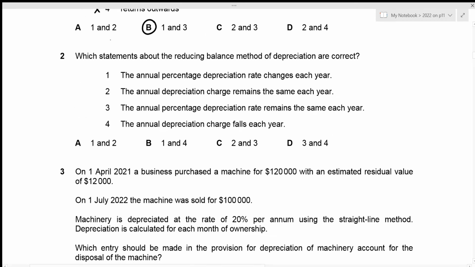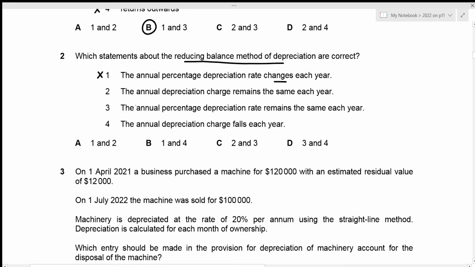We need to figure out which statements about the reducing balance method of depreciation are correct. The first one is that the annual percentage depreciation rate changes each year. This is incorrect because when we're given a rate for depreciation, whether it be the straight line method or reducing balance method, the annual percentage depreciation rate is constant each year. So the first statement is incorrect.